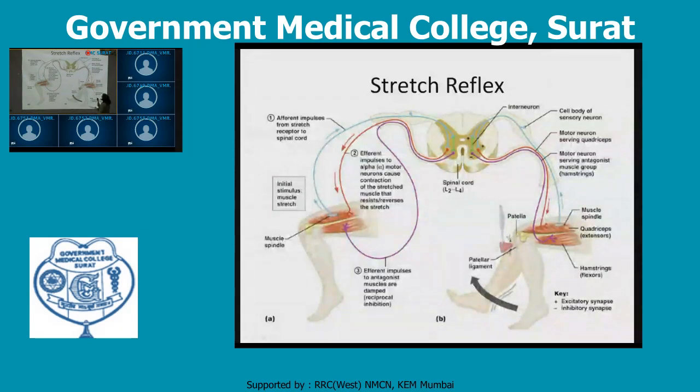The salient features of this stretch reflex are, first, the contraction of the agonist and relaxation of the antagonist. The relaxation of the antagonist is brought about by reciprocal inhibition.